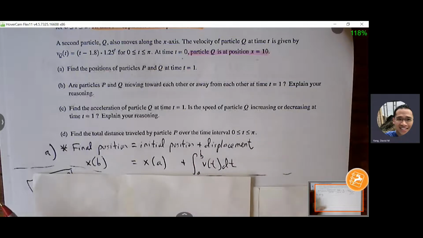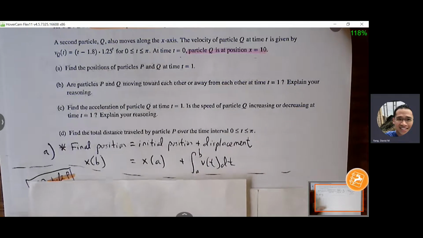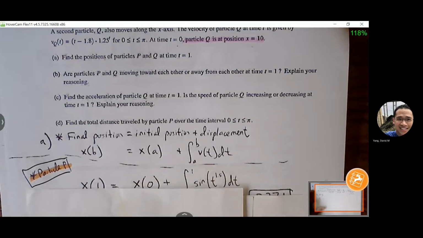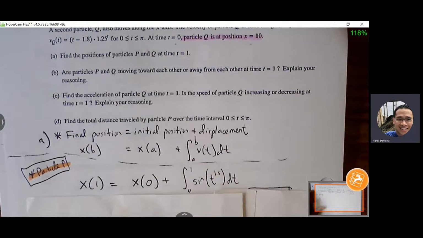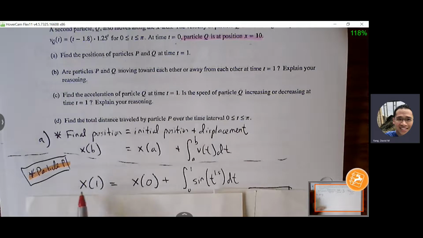So let's do this for particle p. For particle p, we were looking for position at 1. We're given position at 0, and then we want to figure out how much progress this particle makes between 0 and 1. So we can do the integral of velocity, which will give us displacement. And if we have displacement, we can use that progress to add on to the starting point, and that's going to tell us where the particle is going to end up.